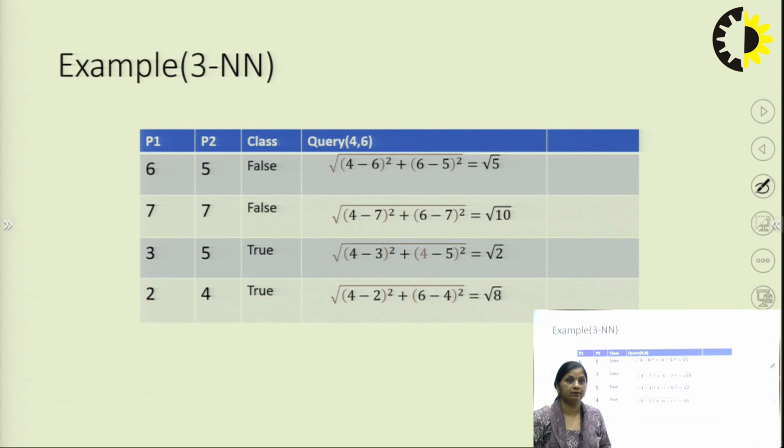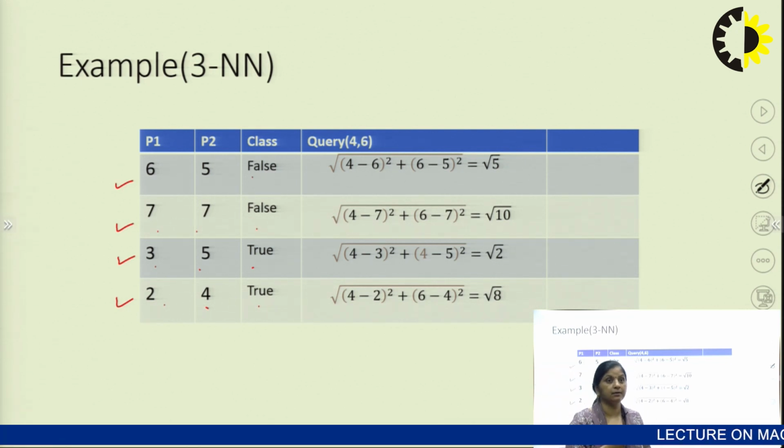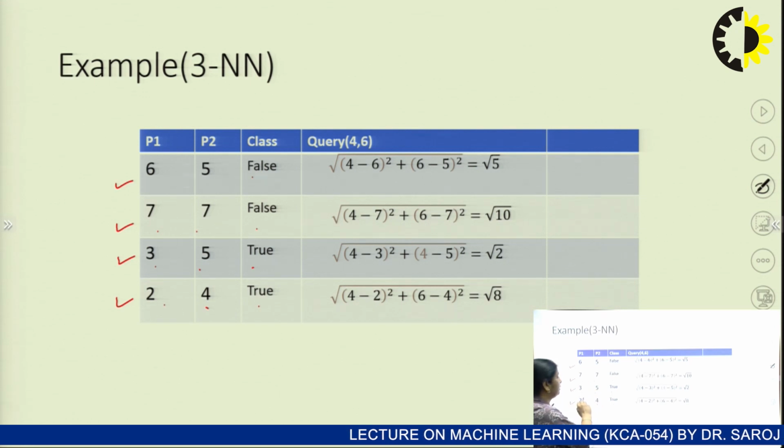Let us try to understand this with an example. Here we are taking k equal to 3. We are given two attributes P1 and P2 and the class. We are given 4 instances. The instances are: (6, 5) with false class, (7, 7) with false class, (3, 5) with class true, and (2, 4) with class true.